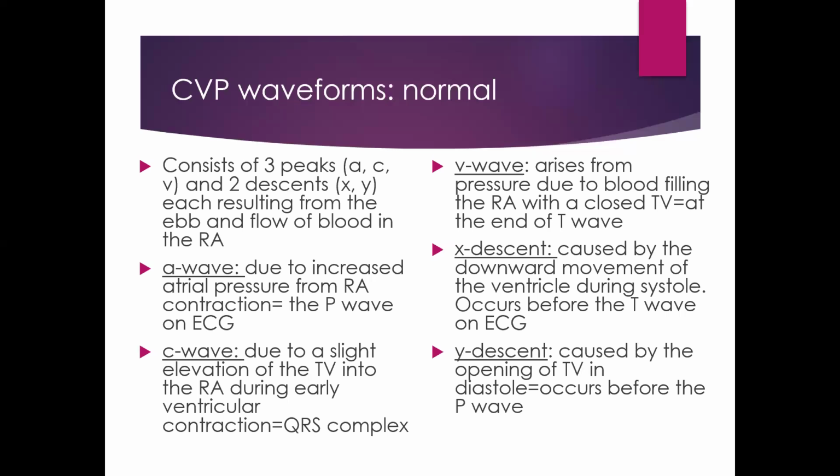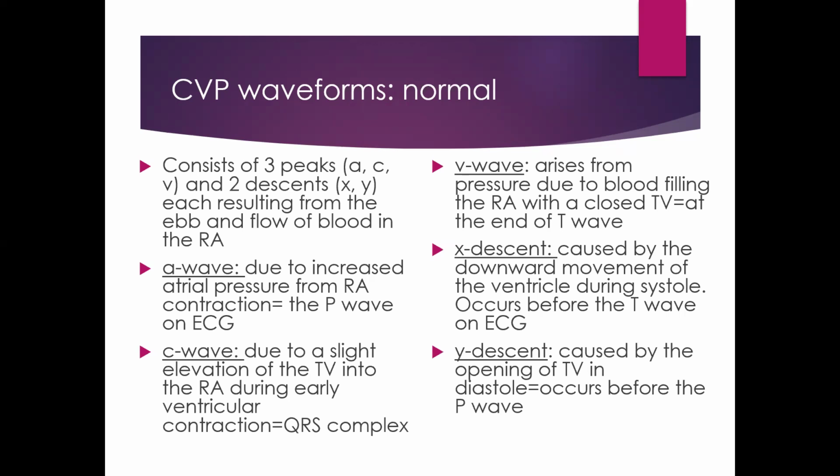The A wave corresponds to increased pressure from right atrial contraction. A lot of times it corresponds to the P wave on your ECG. The C wave is due to a slight elevation of the tricuspid valve into the right atrium during early ventricular contraction. This corresponds to your QRS complex on your ECG. The V wave arises from pressure due to blood filling the right atrium with a closed tricuspid valve. This corresponds to the end of your T wave.